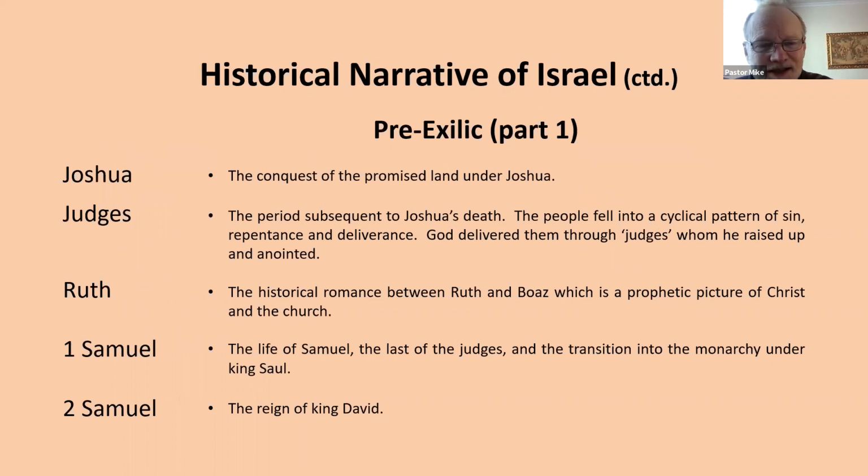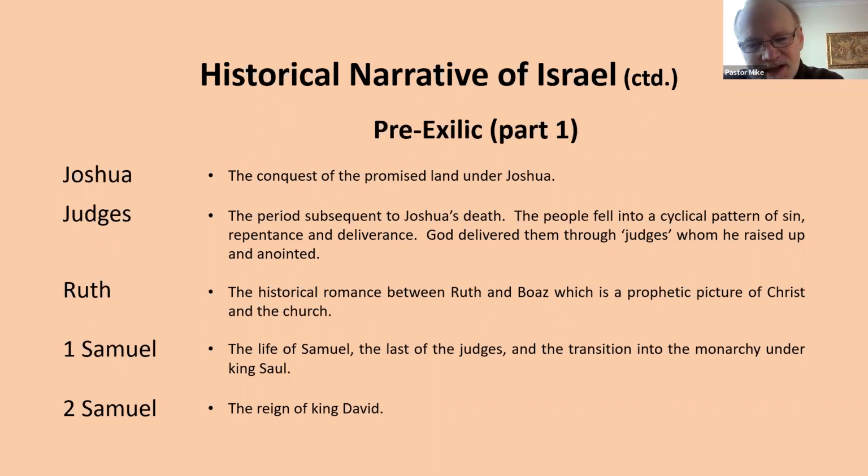So in the pre-exilic period, we start with the book of Joshua, and Joshua basically describes the conquest of the Promised Land under Joshua. That's when the Israelites had come out of Egypt, and they spent 40 years wandering around the desert, as we saw last week. But eventually, the next generation did go into the Promised Land, and it's the story of the conquest of that land, under the leadership of Joshua.